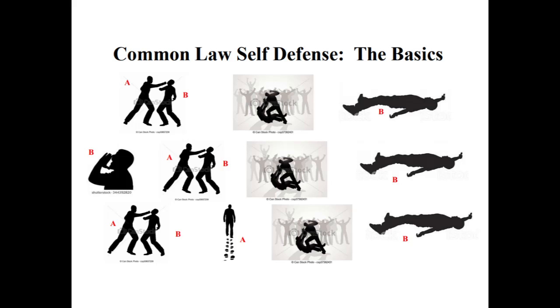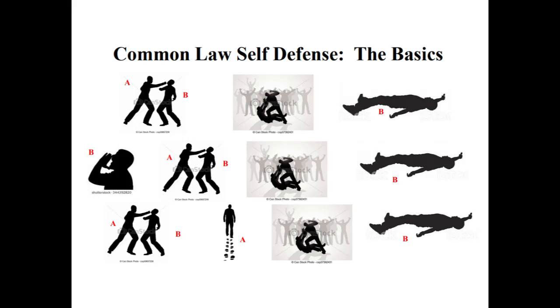The answer is yes. Although he was the first to instigate by punching B, he regained or restored his right to use self-defense. Let me say that again. Although by punching B, A loses his right to claim self-defense because he's the aggressor, when he turns and walks away, he regains or restores his right to use self-defense.